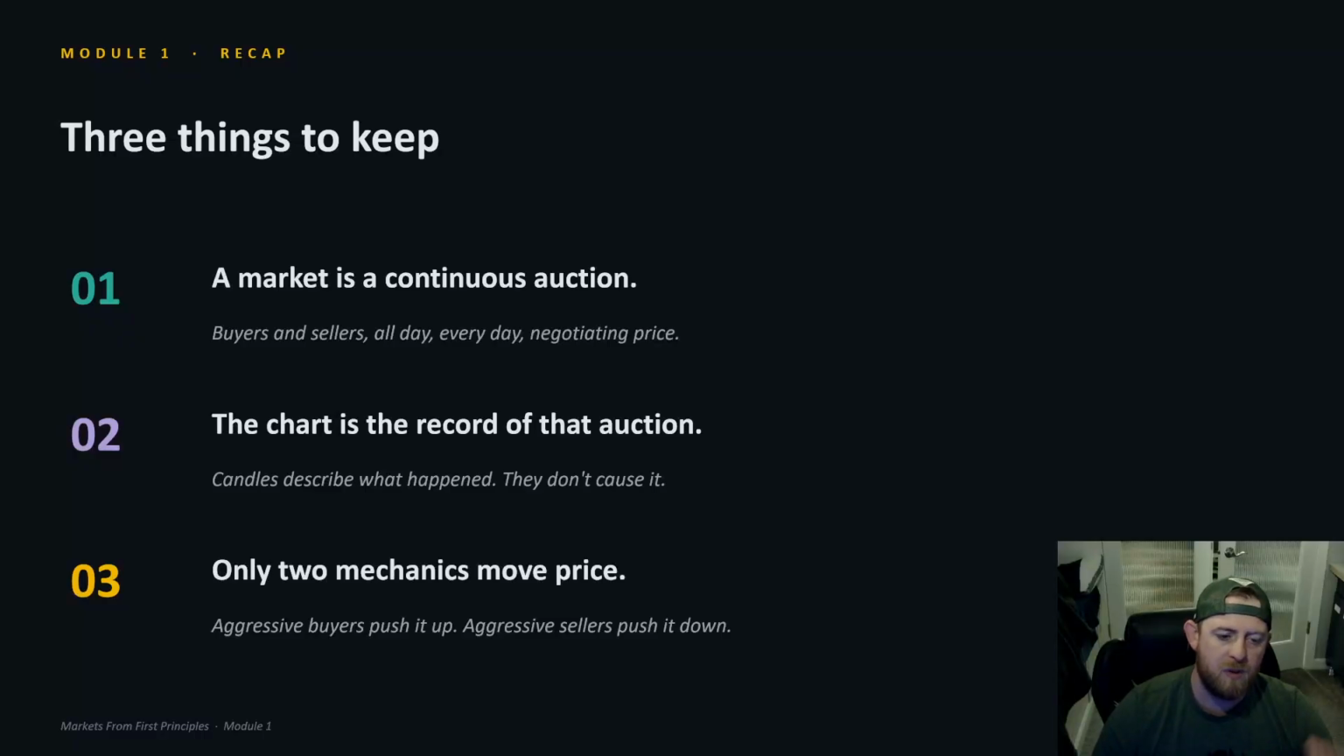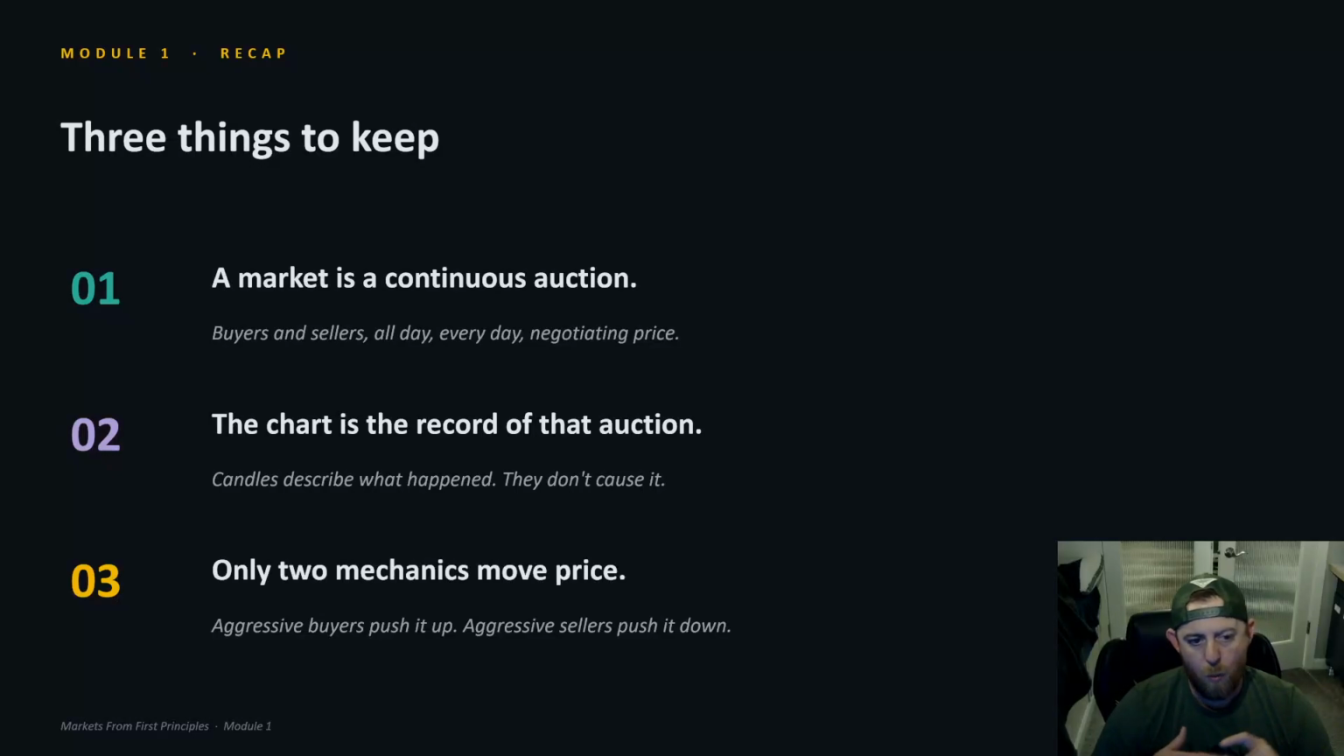Okay. Three things that we started off with that I want to make sure we come back to. The market is just a continuous auction of buyers and sellers meeting at a price, filling their orders and leaving. All day, every day, big and small, all over the place. The chart is just a record of that auction as a lagging indicator.